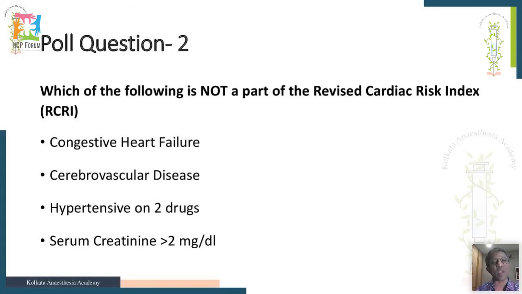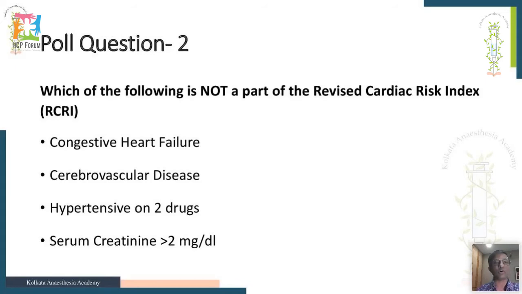Which of the following is again not a part of the revised cardiac risk index? The Lee's cardiac risk index and then the revised cardiac risk index has, as you all know, possibly 6 of them. Which of these 4 is not a part? Only one of these is correct. So can we set up the poll, start the poll?